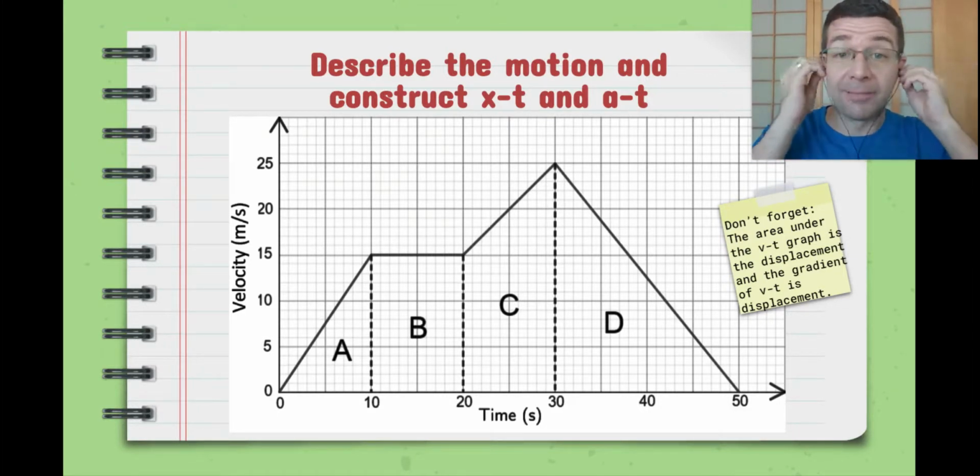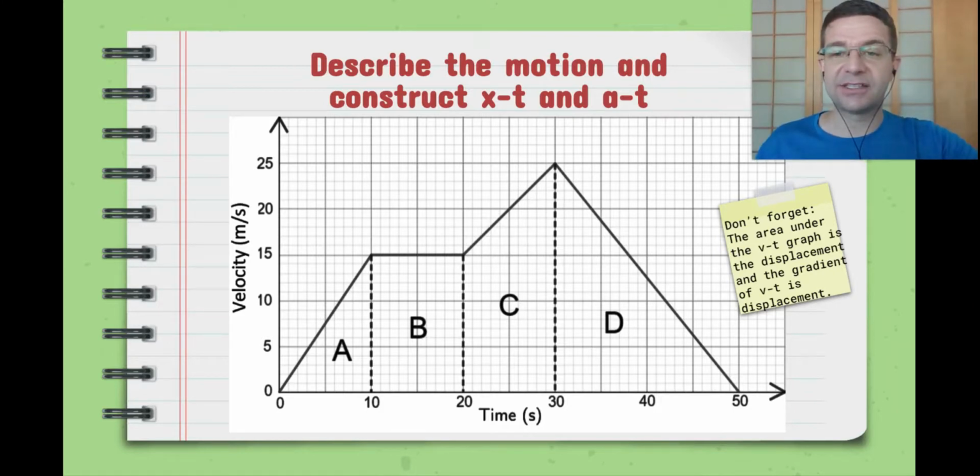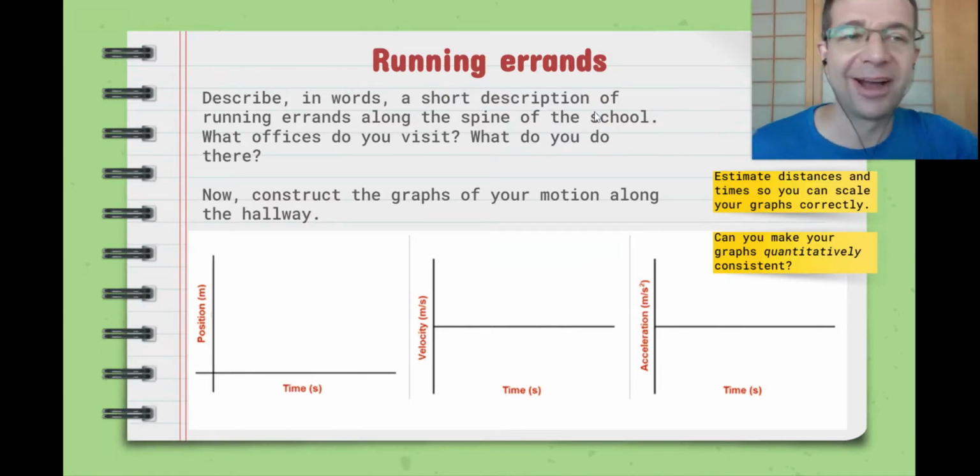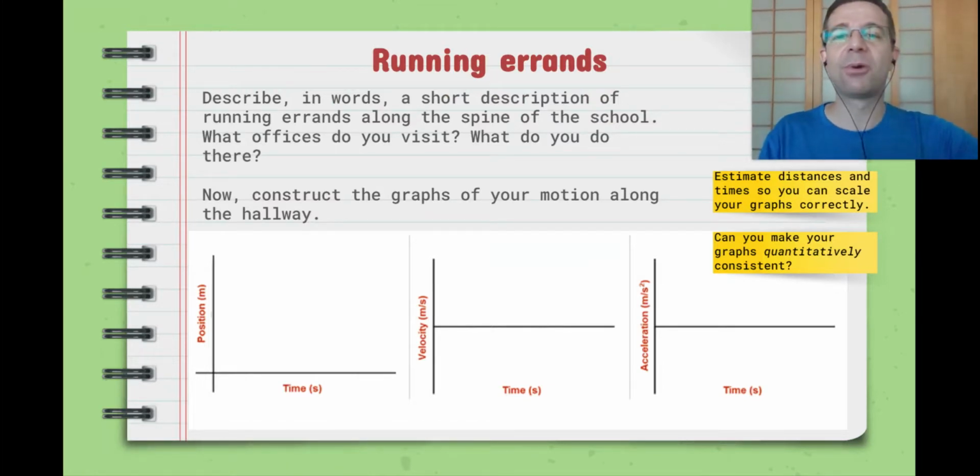Okay. All right. Second exercise to take a look at to make sure that you're feeling good about this is called running errands. And what I want you to think about is describe in words a description of you running errands along the spine of the school. The spine of the school is important because you want to be thinking about this in one dimension. You know, are you visiting the library, the administrative offices, the school store? What are you doing along the spine?